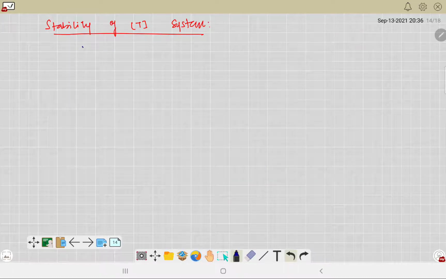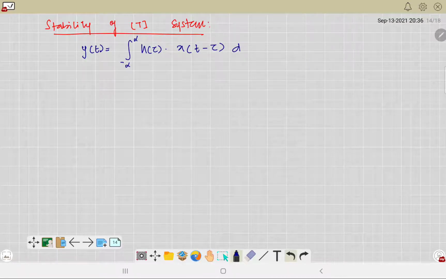So again we'll start with the general expression we have for the convolution, which is this, x of t minus tau d tau, and we'll take magnitude on both sides. So the magnitude on the left hand side is equivalent to the magnitude of the entire integral.